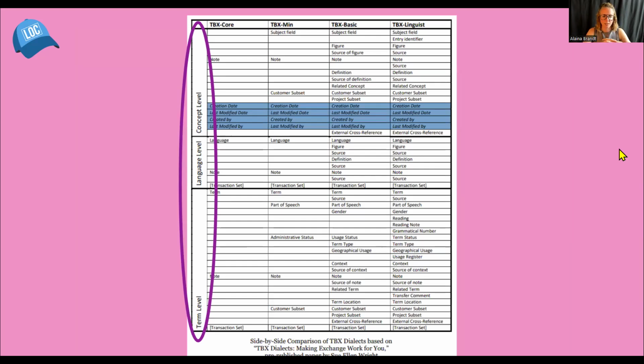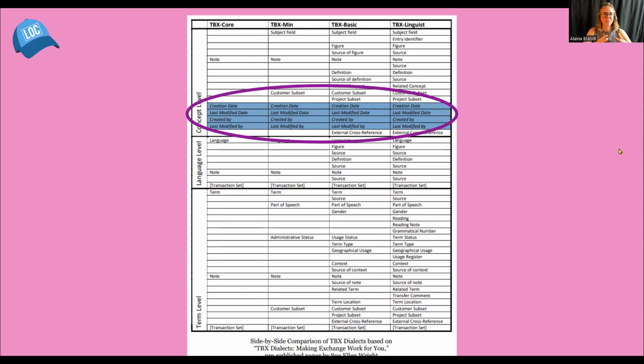So let's look at the comparison handout that is attached to this lesson. As you compare the dialects of TBX, you'll see a familiar organization. All dialects are built according to the hierarchy of concept level, which is called entry level in MultiTerm, language level, which is called the index level in MultiTerm, and term level.